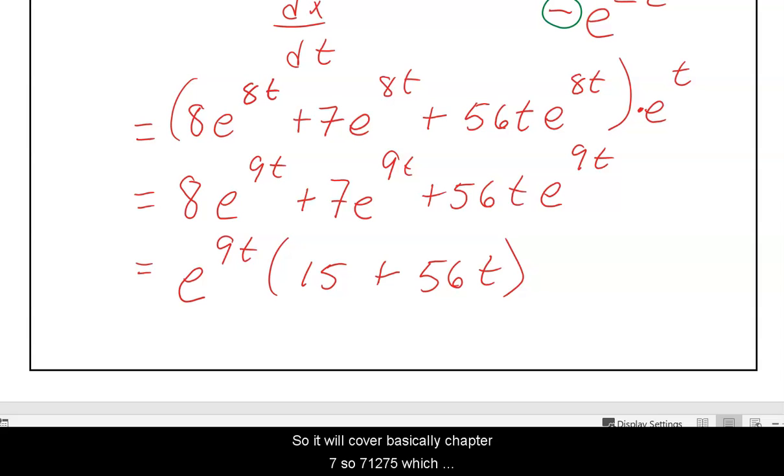So it will cover basically chapter 7, so 7.1 to 7.5, which there's actually quite a bit there. I will test you on parametrics as far as can you graph one by hand? Can you show me where it begins, where it ends, and which way the orientation is by drawing arrows? Can you find the equation of a tangent line at a point on a parametric? Can you find the first derivative and the second derivative?